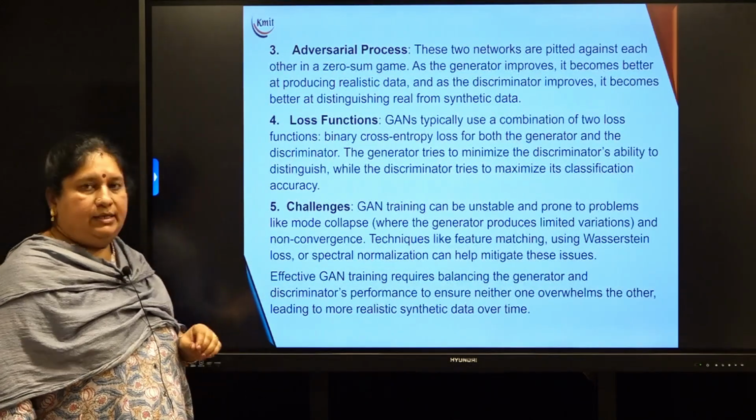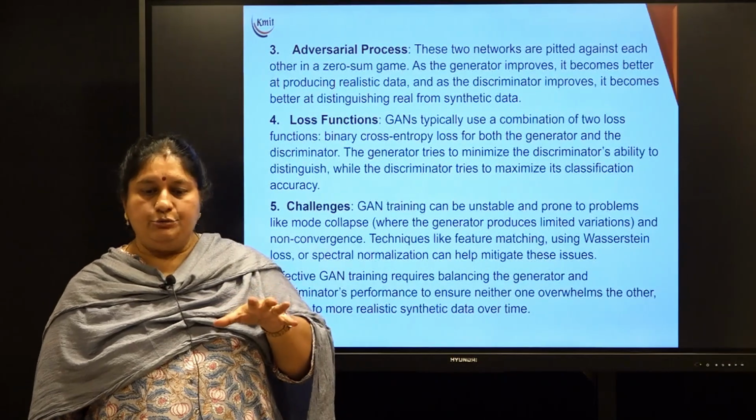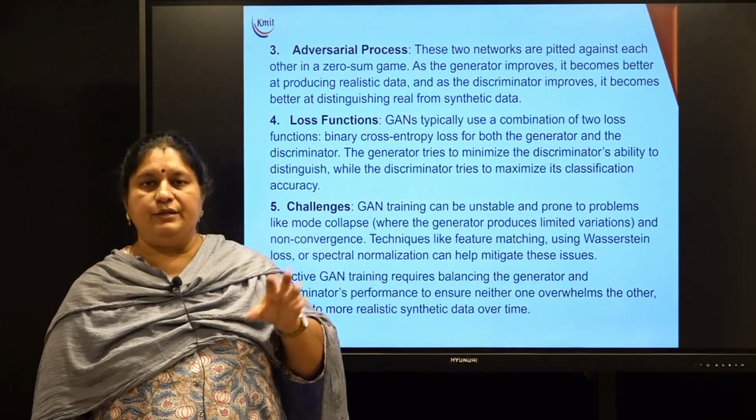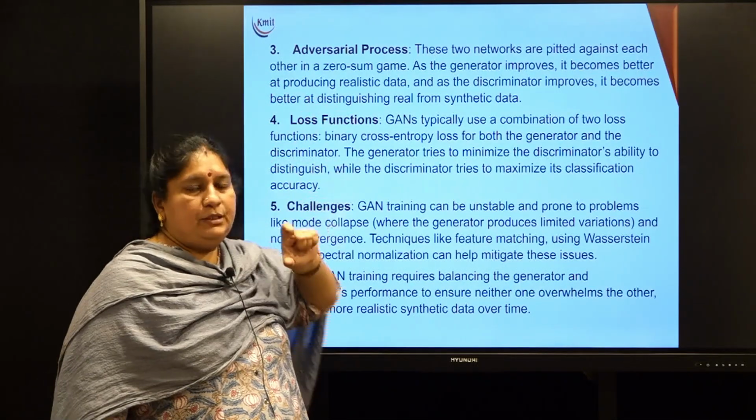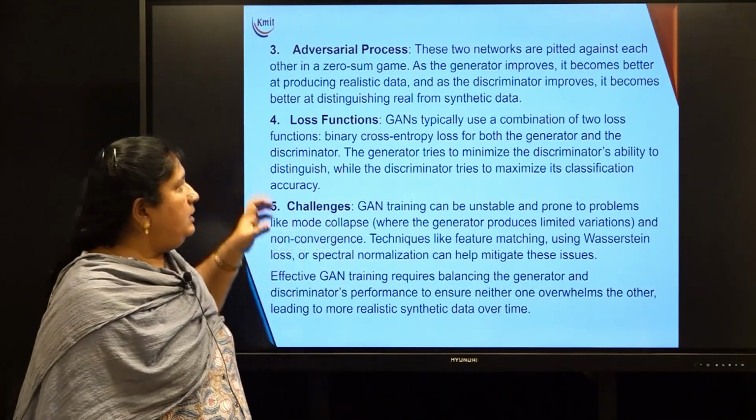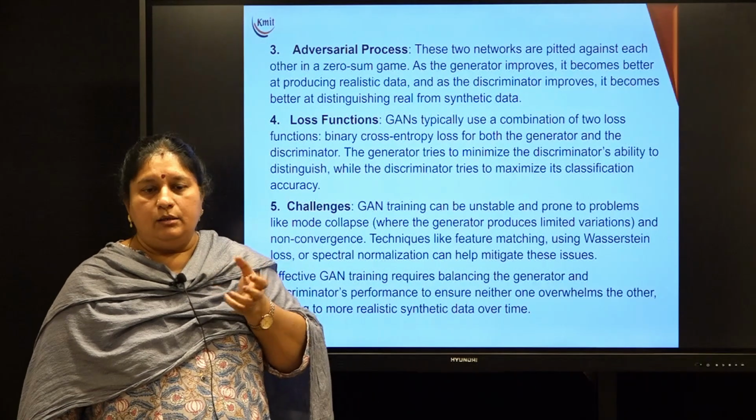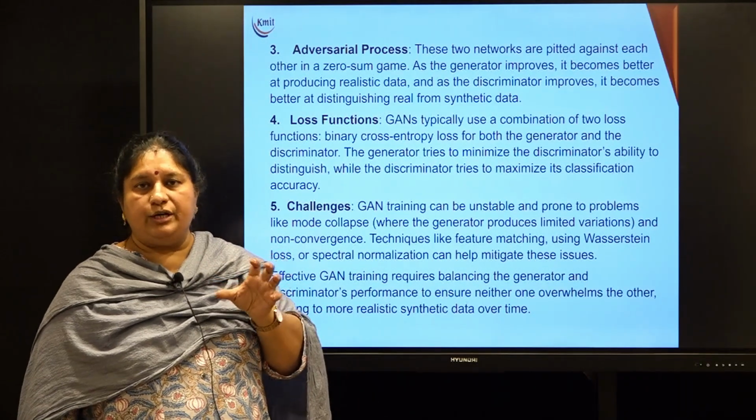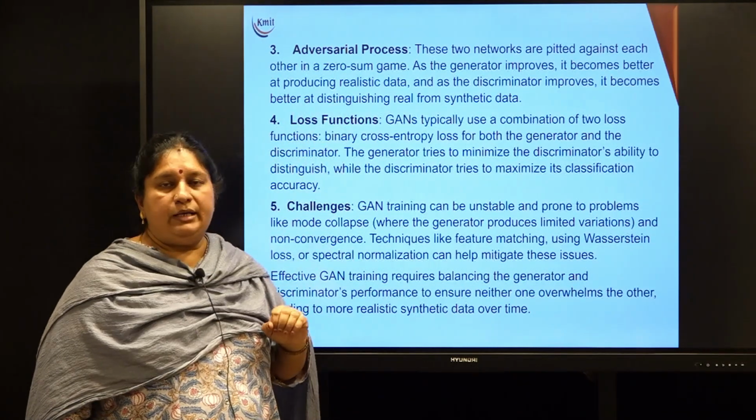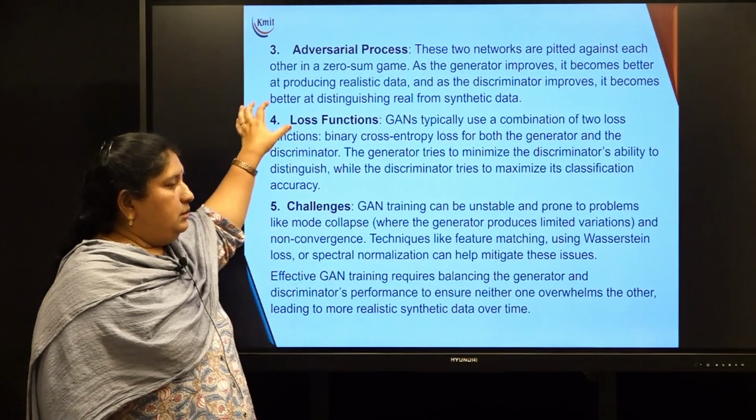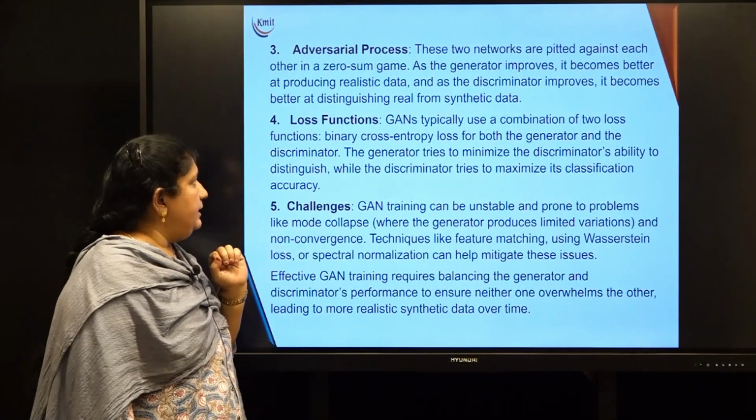Coming to the adversarial process, this is the most important part of a GAN, which builds a kind of competition between the generator and the discriminator. It works like a zero-sum game, wherein the generator always tries to improve. Generator improvement means it is trying to create more realistic data, and discriminator improvement means it is trying to be better at distinguishing between real and fake data.